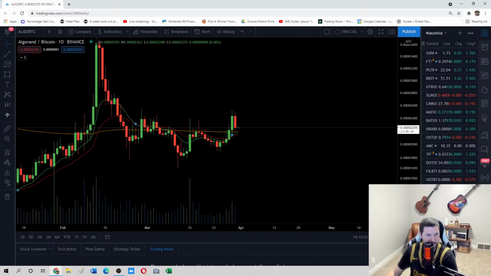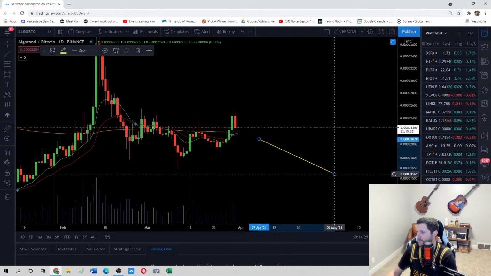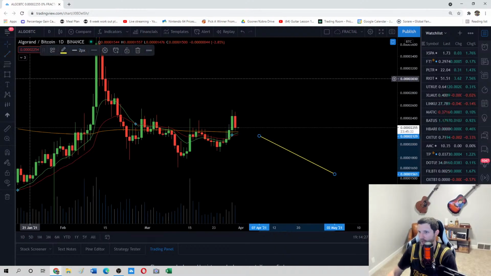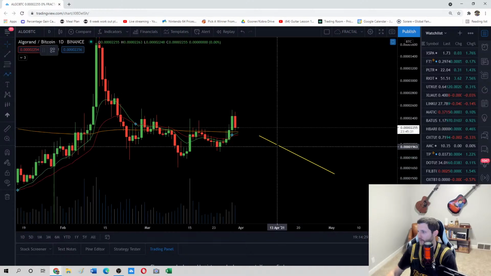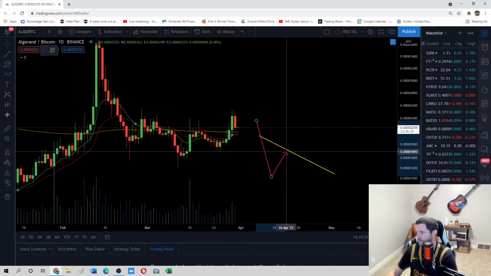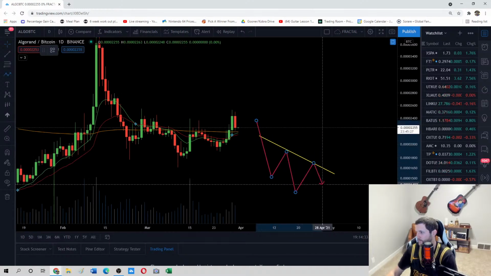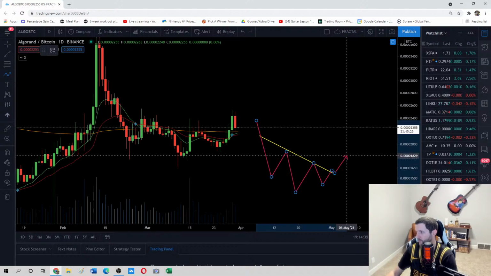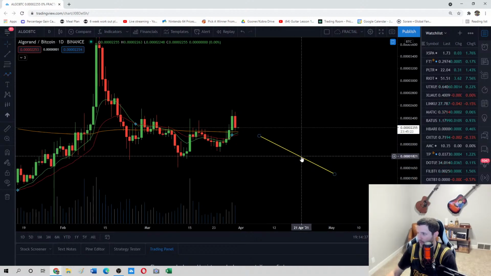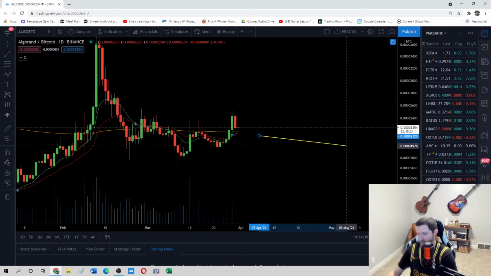Is the neck must be horizontal or can it be steep? No, the neckline can be like this. Okay. And you can have your inverse head and shoulders like this. Breakout, boom, boom. That's totally fine too. It can be however it needs to be.